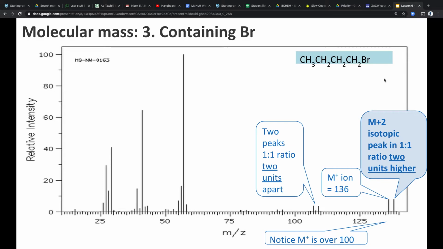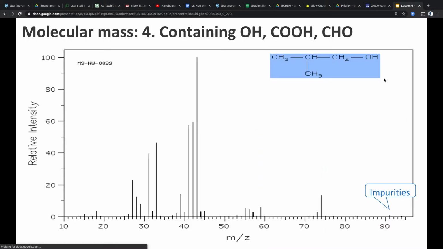That's cool. Isotopes. Okay, this is an alcohol example, or anything containing an OH. So it could be a carboxylic acid. No, it's not. Never mind. This is just a regular old alcohol.